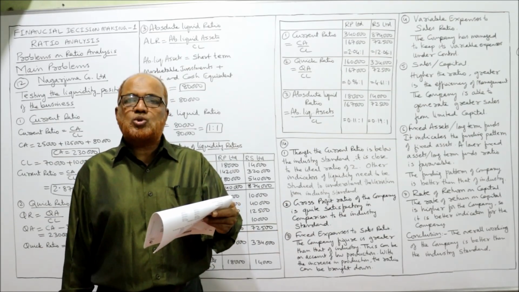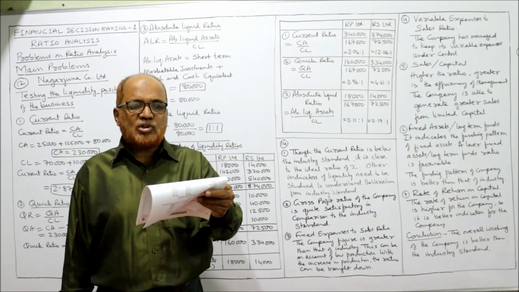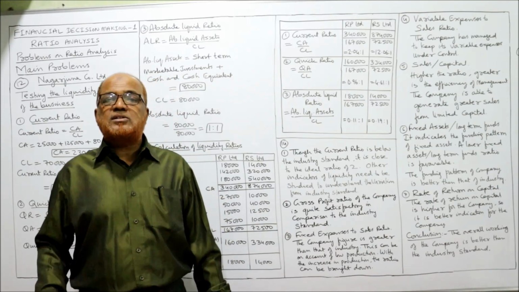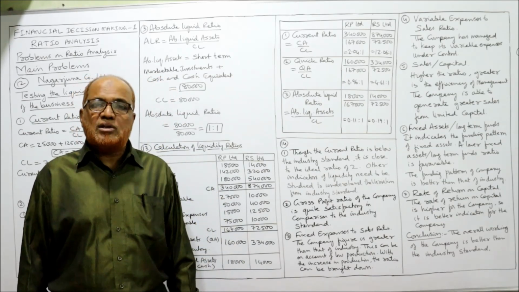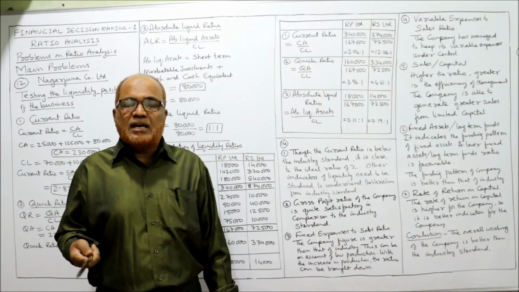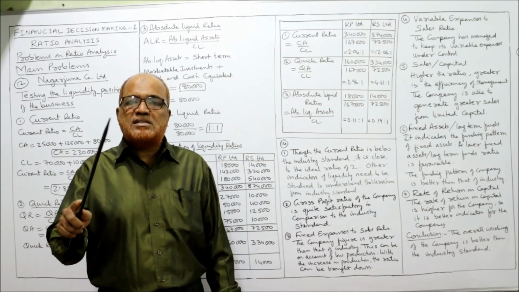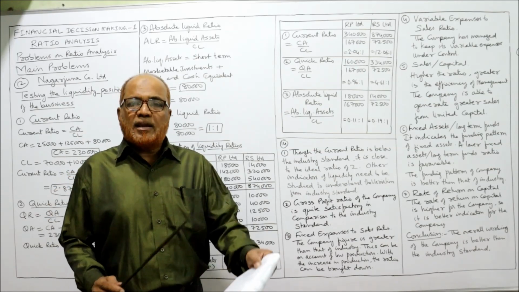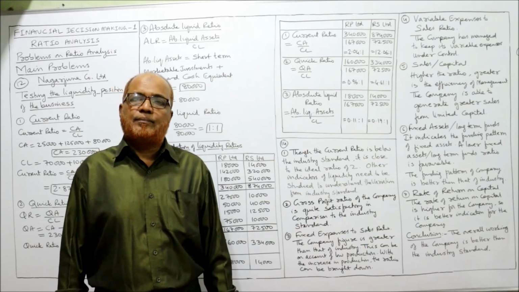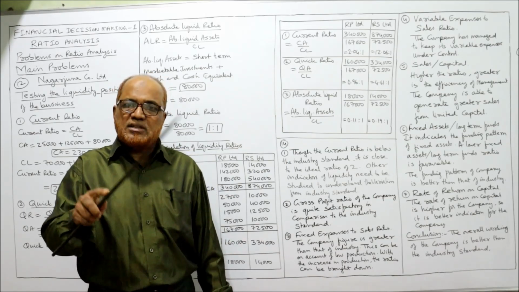Next one, fixed expenses to sales ratio. The ratio of fixed expense to sales is 15% for the industry and 20% for the company. That means the company's fixed expense ratio is more than the industry. That means the company is not performing up to the level. If the company increases the production, then definitely the fixed expense to sales ratio will come down. The ratio is high, indicating that the company is not doing full performance. The company is not utilizing the full capacity. If the company uses full capacity, this ratio will come down.